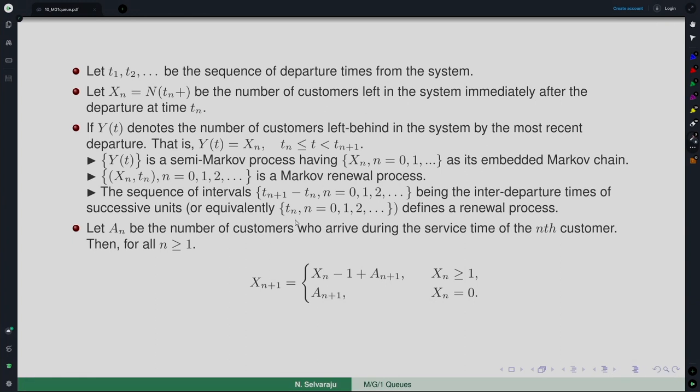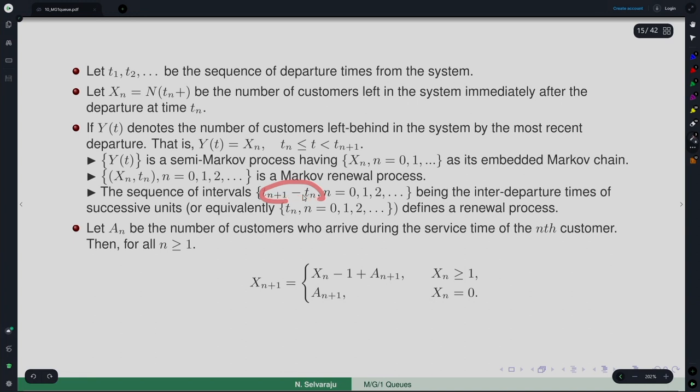Go back to your definition of renewal process. We have taken some iid random variables Xn's and used them to define Sn, and used those to define the process, say Y(t), which is a semi-Markov process. Here, t(n) minus t(n-1) corresponds to those Xn's, and tn corresponds to those Sn's, and Y(t) we are defining in this manner as a semi-Markov process. So this pair is the Markov renewal process, or equivalently this process, the inter-departure times of successive units, is what constitutes the renewal process.